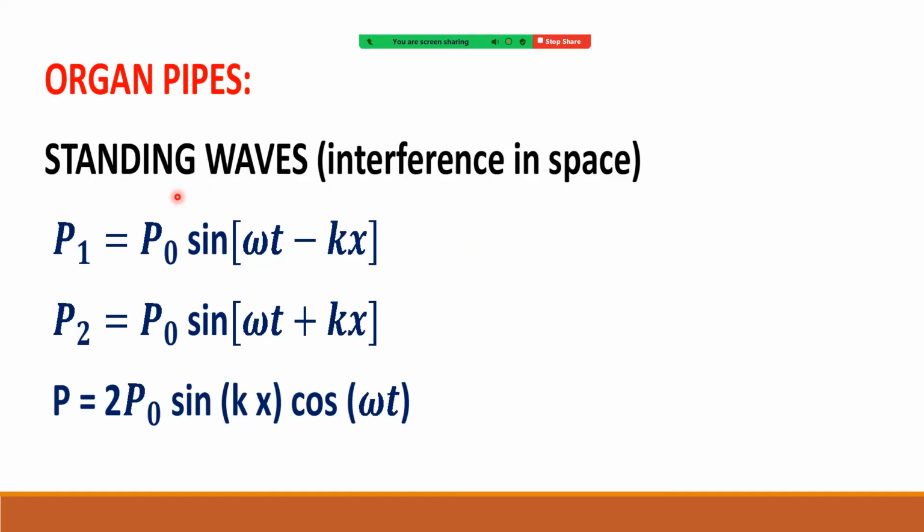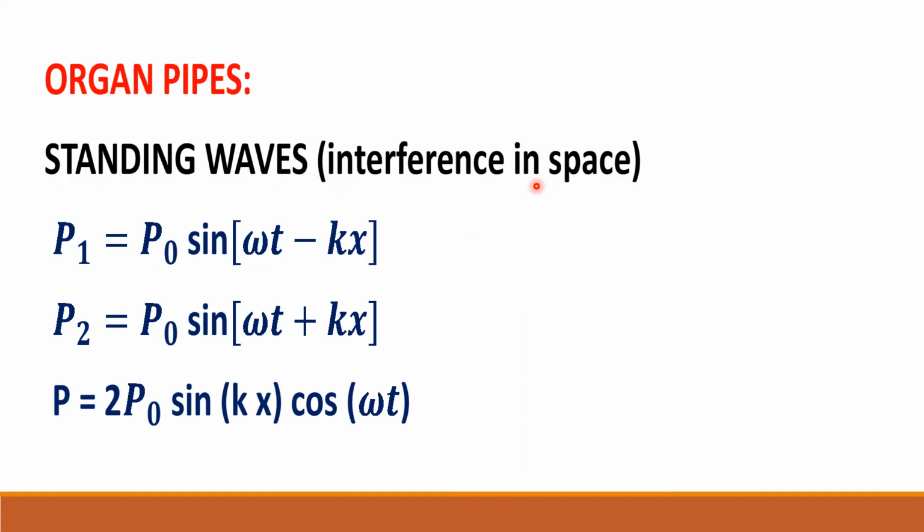These are now standing waves, or you can say longitudinal standing waves. This is an example of interference in space. Why? Because it depends only on x. We got cos kx, right? When x is changing, the amplitude is changing. So it is not depending on time. That's why this is called interference in space.